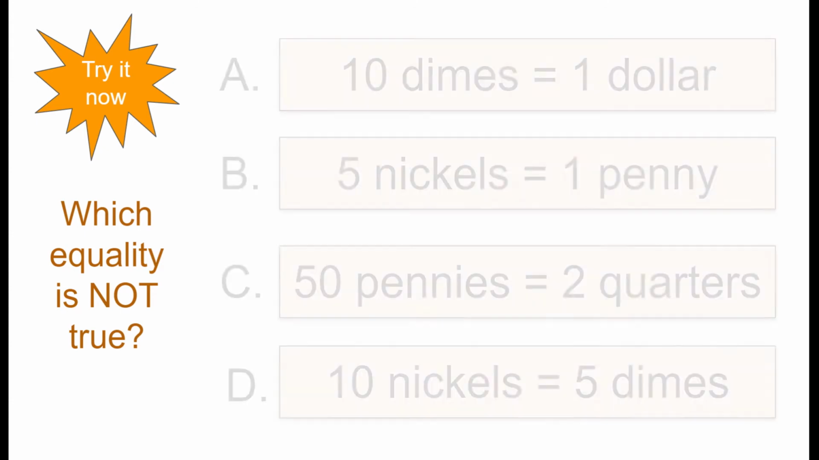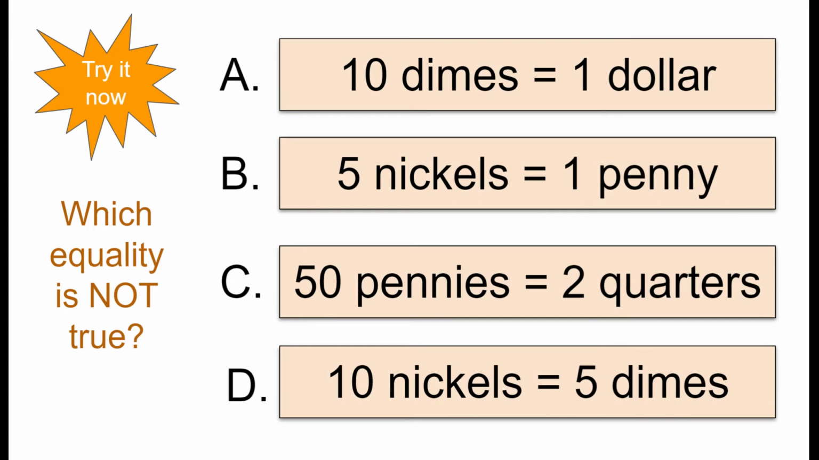Now it's time to try it yourself. Most people know relationships of money off the top of their heads. If you don't, look some up. Which of these equalities is not true? In other words, in which option are the two sides of the equal sign not really equal? We'll pause here for you to pick an answer.